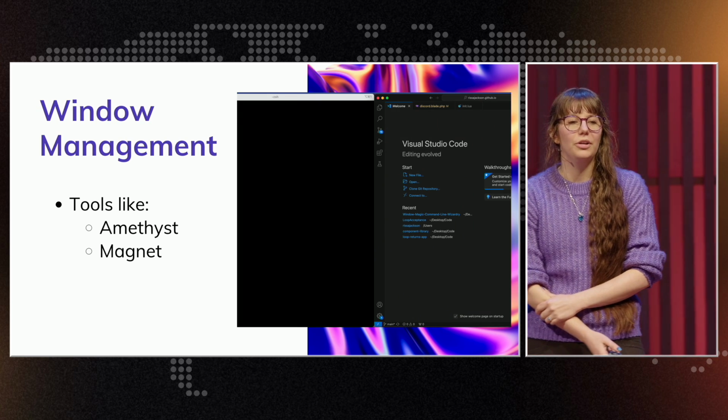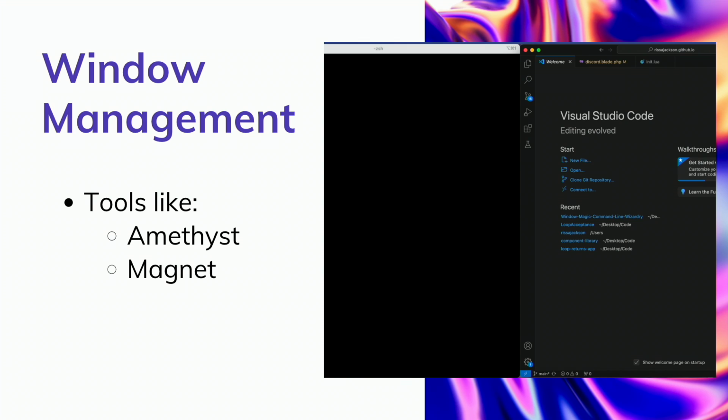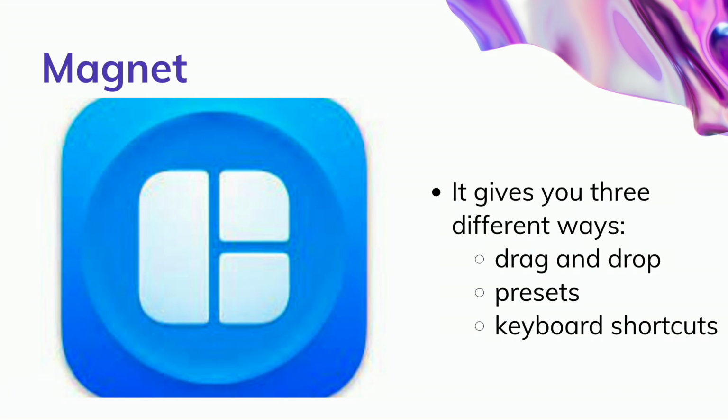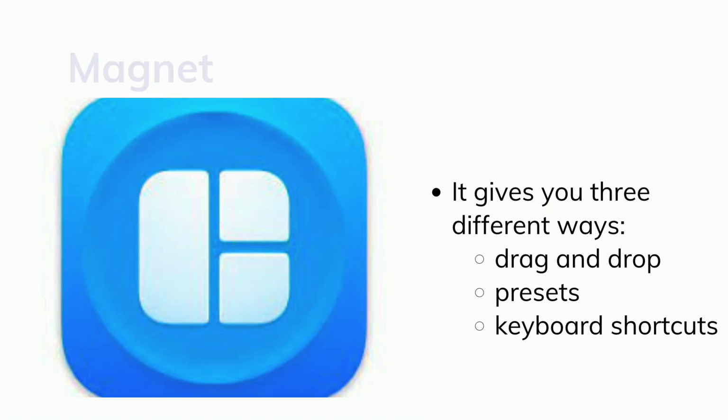All right, we're going to start talking about some window management tools, some very simple ones. So I have a little picture of VS Code and a terminal next to each other. And some tools you could use are Amethyst and Magnet. Amethyst has several different window layouts. Magnet, it gives you 3 different ways: drag and drop, presets, keyboard shortcuts. So these are some options that are out there.